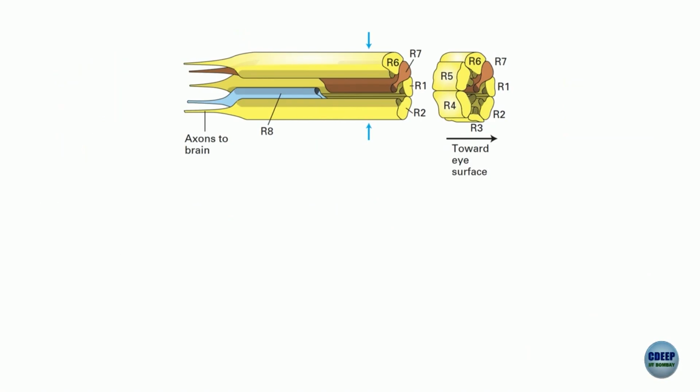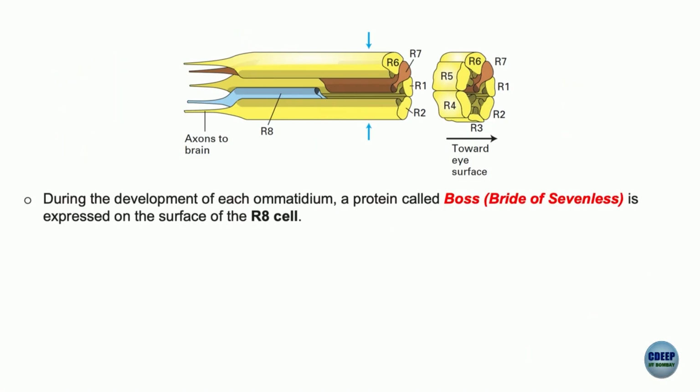Now, in this context, during the development of each ommatidium, there is a protein called Bb6, which is bride of 7-less, expressed on the surface of these R8 cells. Now, you see, this is your R7 and this is your R8. R7 has the receptor tyrosine kinase equivalent, 7-less, which means this is the receptor. Who is the ligand for that? It is Bb6. That is why it is called bride of 7-less.